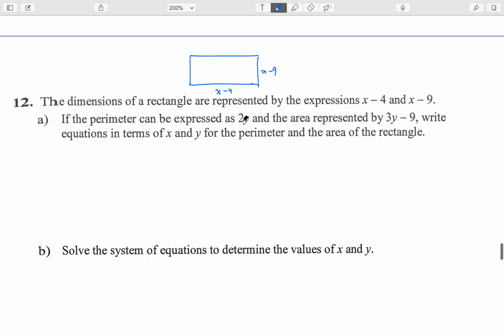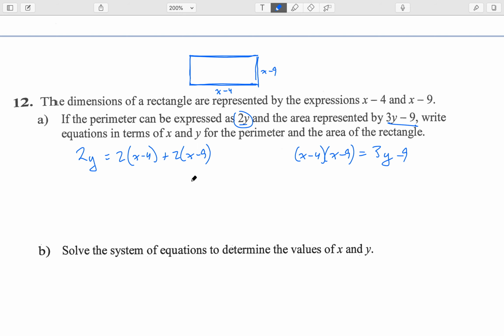It says the perimeter can be expressed as 2y. Hang on, 2 of these and 2 of these, right? Because the perimeter is 2 of those plus 2 of these. So the perimeter is 2y. So 2y is equal to 2 x minus 4s plus 2 x minus 9s. And it says the area is represented by this. Write the terms in x and y. I know that the area is just going to be length times width. I don't need to double them up. It's not 2 of these. No. Perimeter is the distance. This is just length times width. That times that is equal to 3y minus 9.